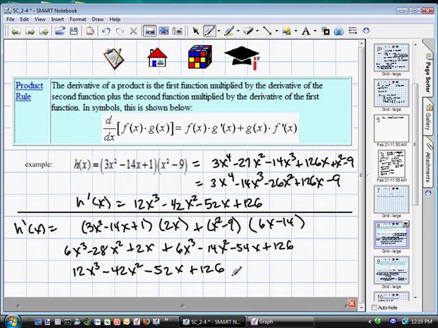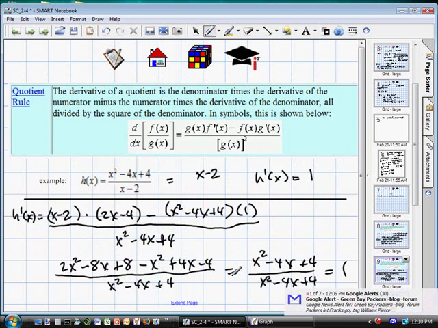Yes? What is this? Okay. Listen. This is the first factor times the derivative of the second factor plus the second factor times the derivative of the first factor. So 6x minus 14 is the derivative of this guy. You're welcome. Okay, product rule.